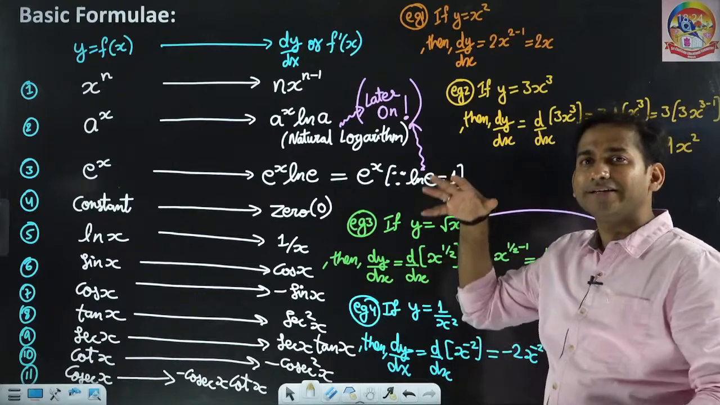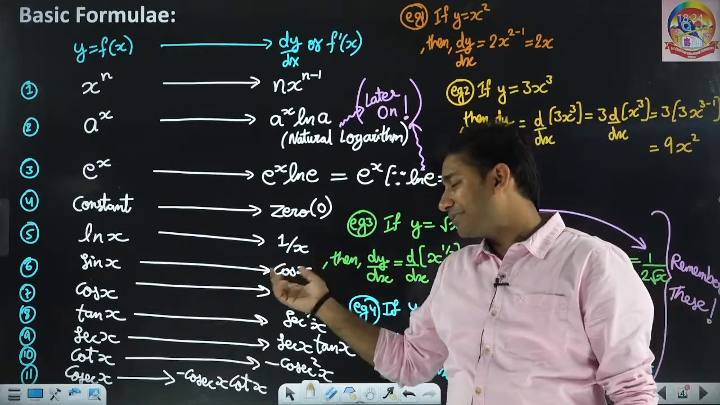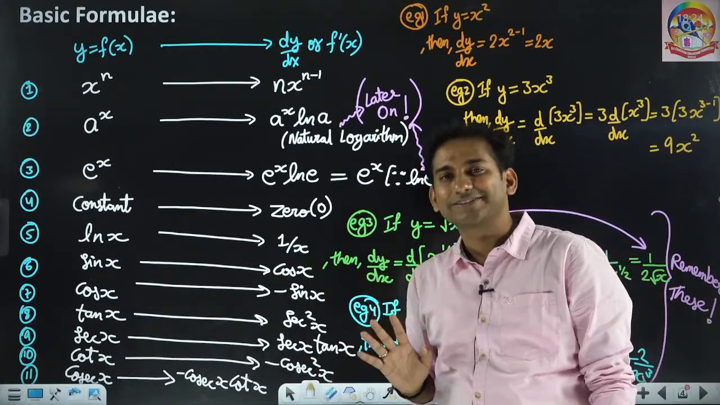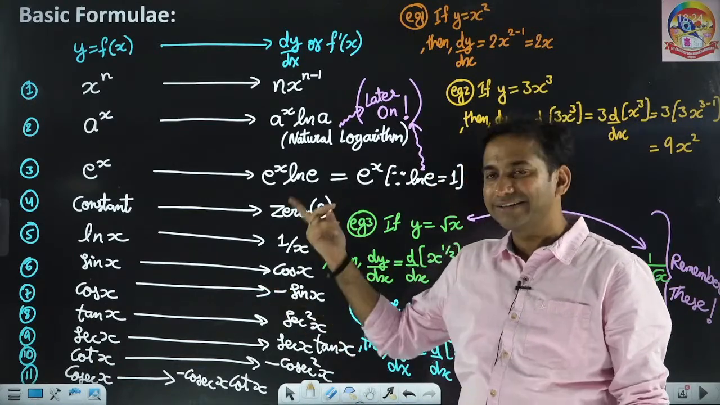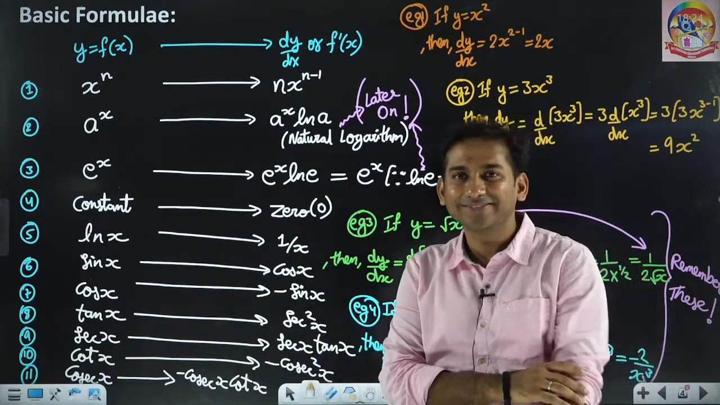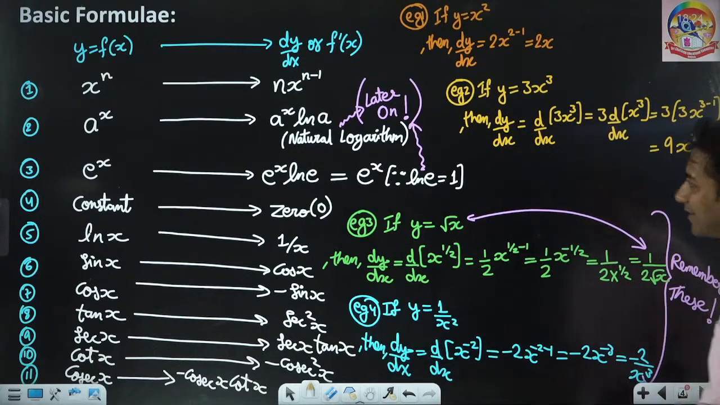So even if it looks big, what do you expect? Can't we remember this list of formulas in two years? Obviously we can. We can remember it in two to five minutes also. Okay? Right. Coming back.